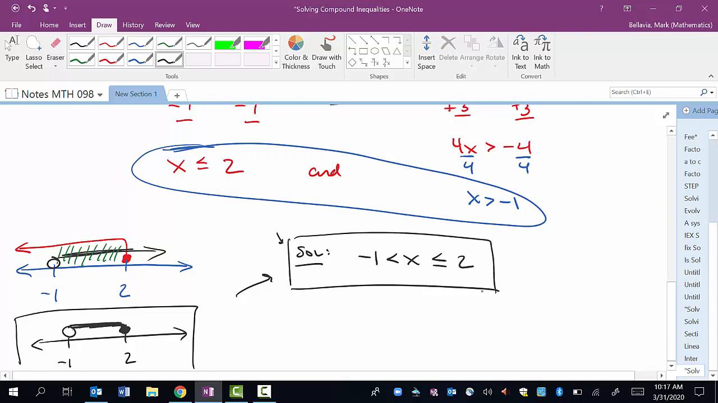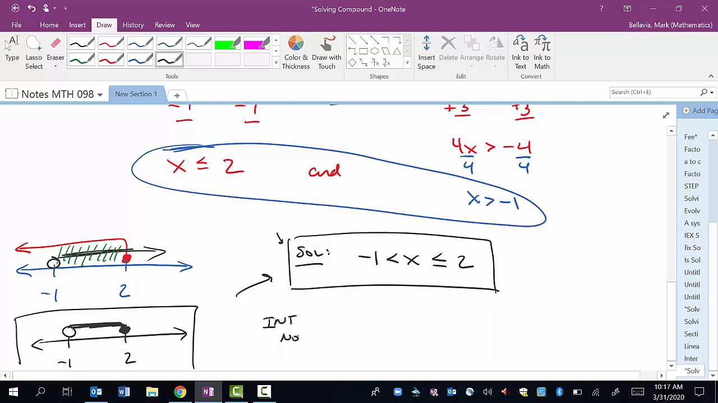Once you have this, that is actually how you want to write the solution. So what we had above was equivalent to this solution, but this is really the way we write it in a more compact form. And now we can still talk about interval notation and set builder notation as well.